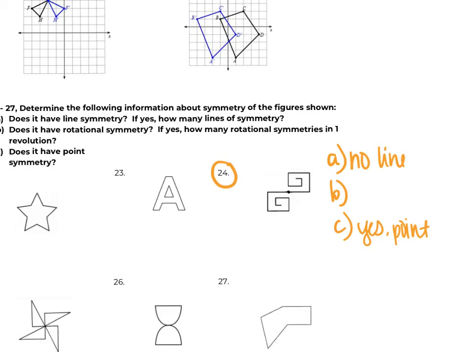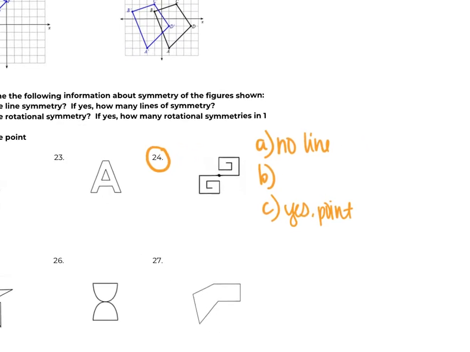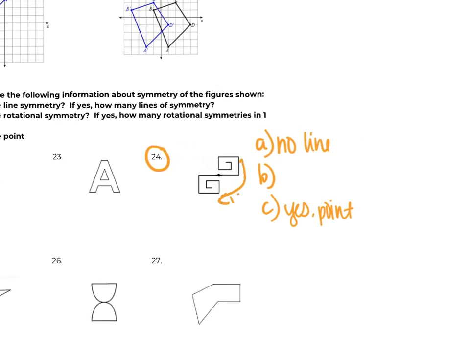Alright, if it has point, then it has at least 2 for rotational, because I could do 180 and then back to 360. Otherwise, we don't count the 360. Only if it has point, then we count it as 2. So this one would be yes on rotation, 2 rotations.